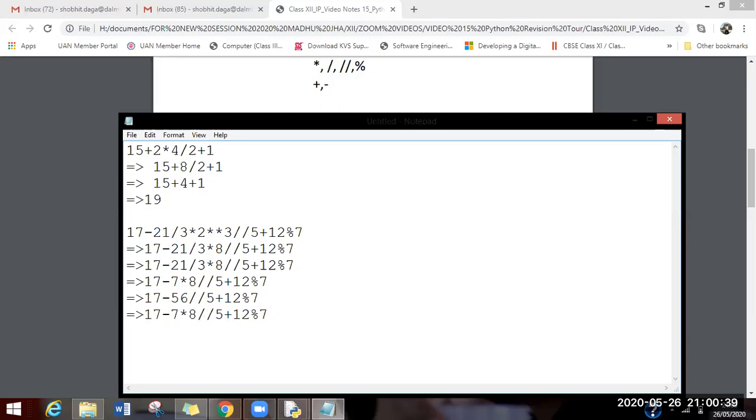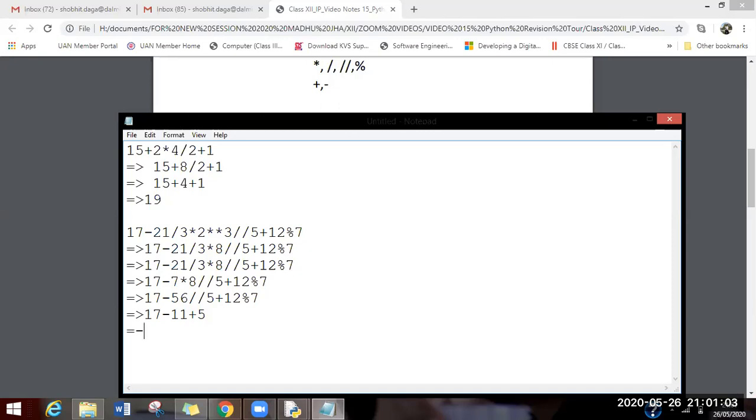Now in the next step, we have already processed this as 56. 56 when made to be floor division by 5, you will get 11 point something. Because it is a floor division, you will just take 11. You will now process this, and this will give you 5, because the modulus operator always gives you remainder values.